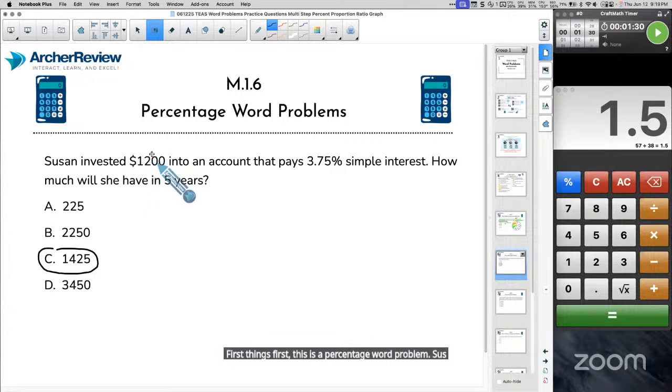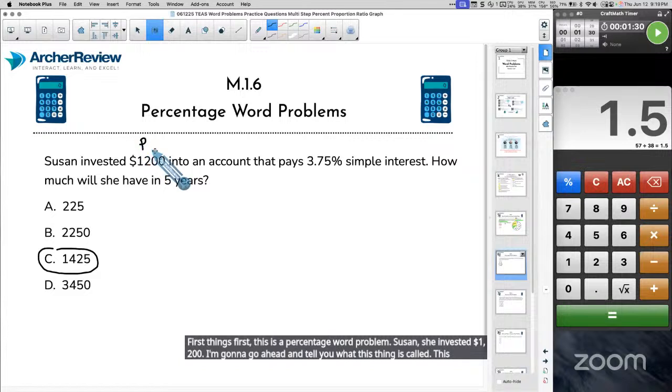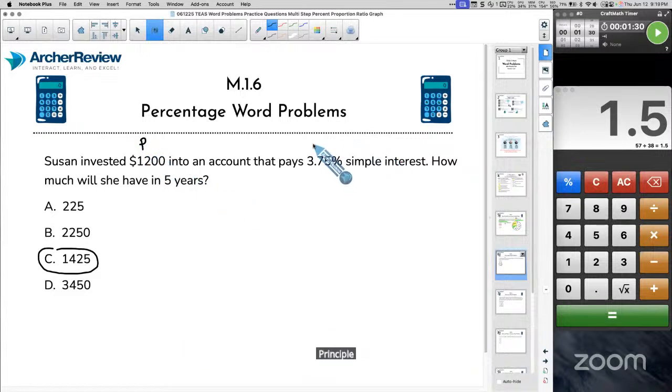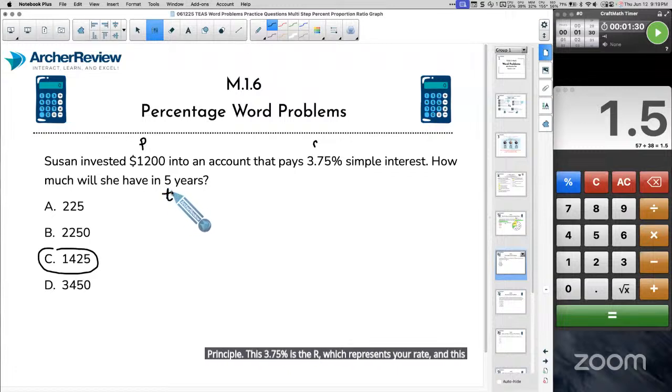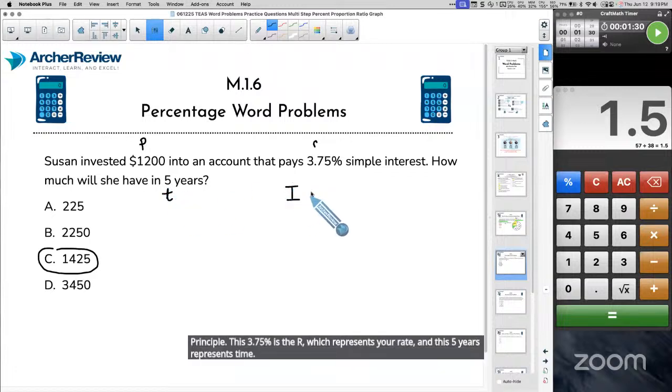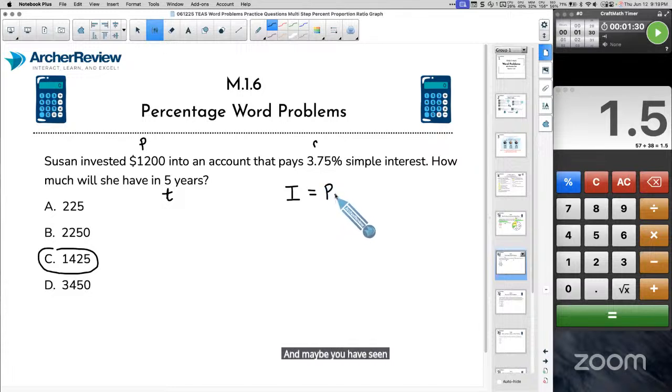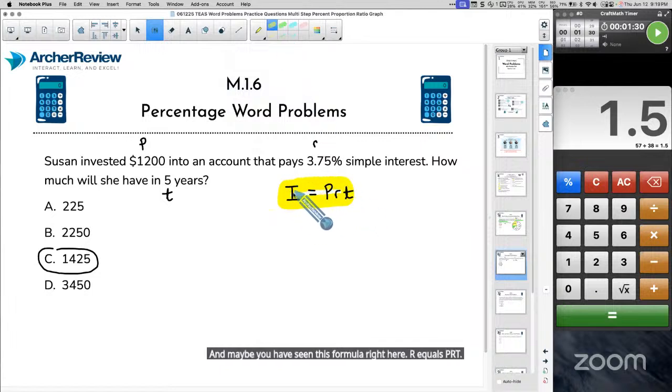Susan, she invested $1,200. I'm going to go ahead and tell you what this thing is called. This is called the principal, and I'm going to give it the letter P, principal. This 3.75% is the R, which represents your rate, and this 5 years represents time. And maybe you have seen this formula right here. I = PRT. This is the formula that represents something called simple interest.